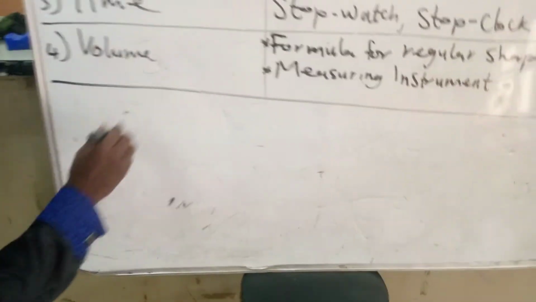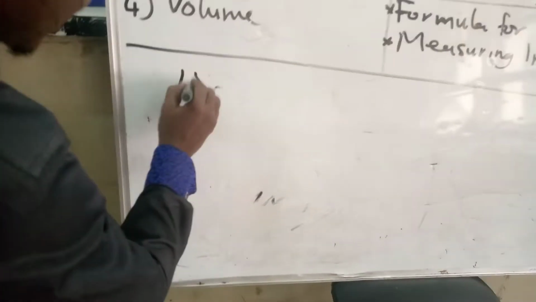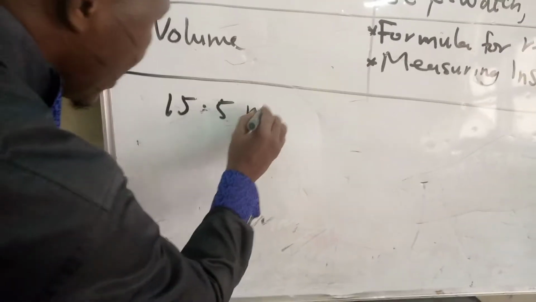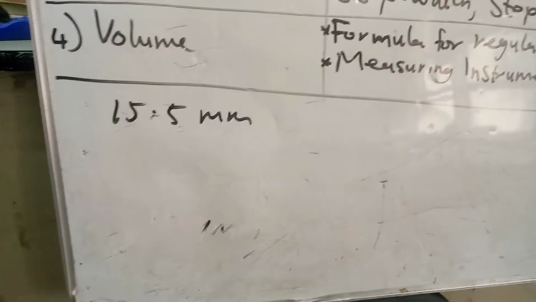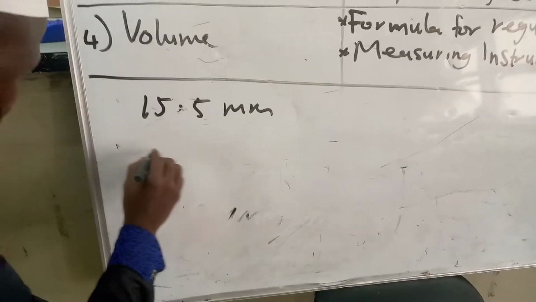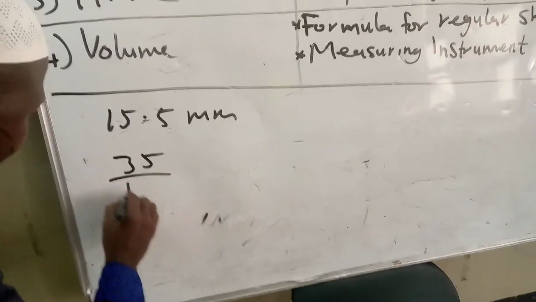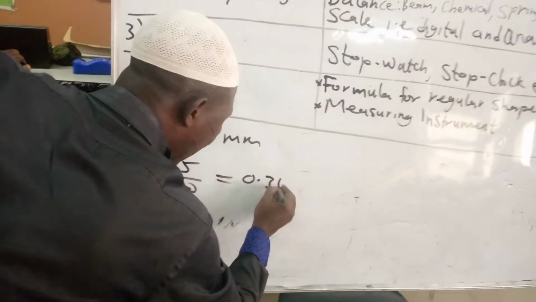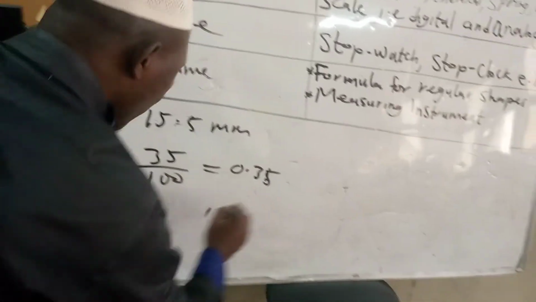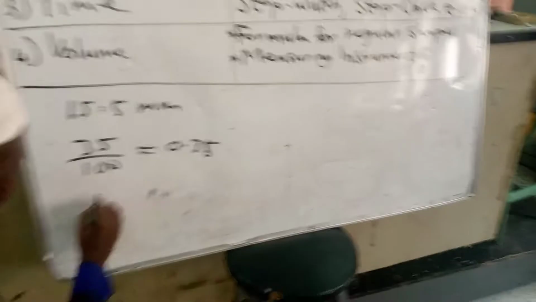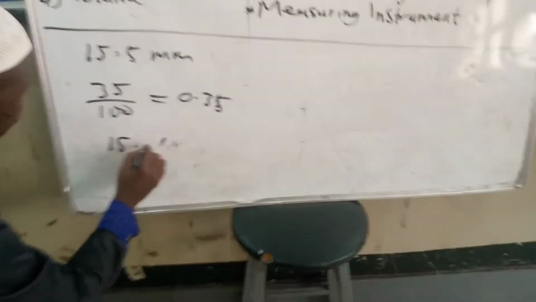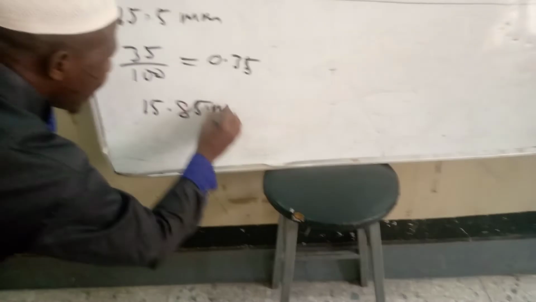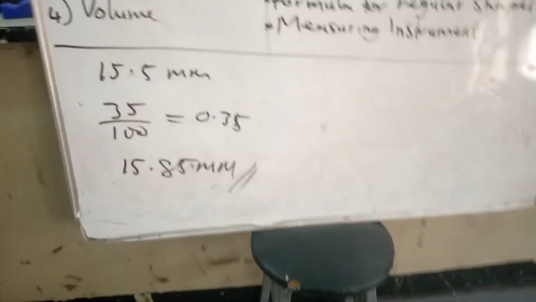Let's quickly calculate that. The first reading, the main reading, is 15.5 and it's in millimeter. The second reading is 35, in micro. 35 divided by 100 gives you 0.35. You now add the two together, and it will give you 15.85 millimeter. That's the use of the micrometer screw gauge.